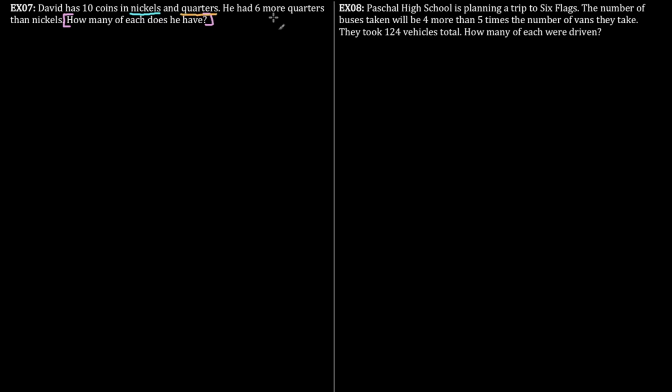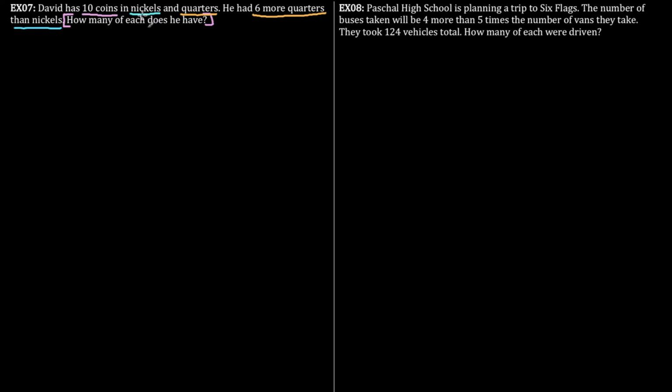And then it says he has 6 more quarters than nickels. So the quarters, well, that was orange, 6 more quarters than he did nickels. And it says that he has 10 coins in total. So I guess that's a total, 10 coins.